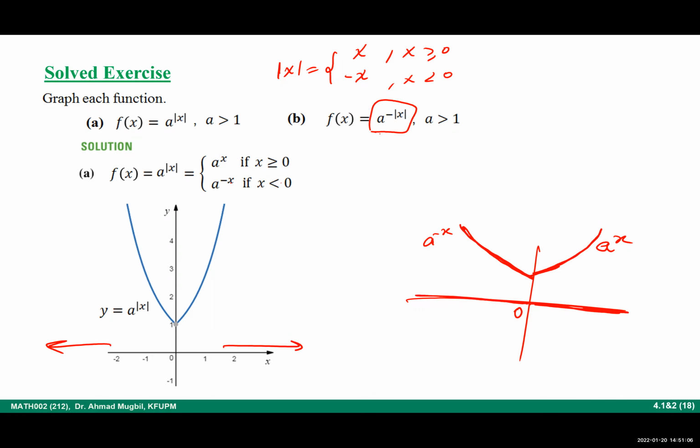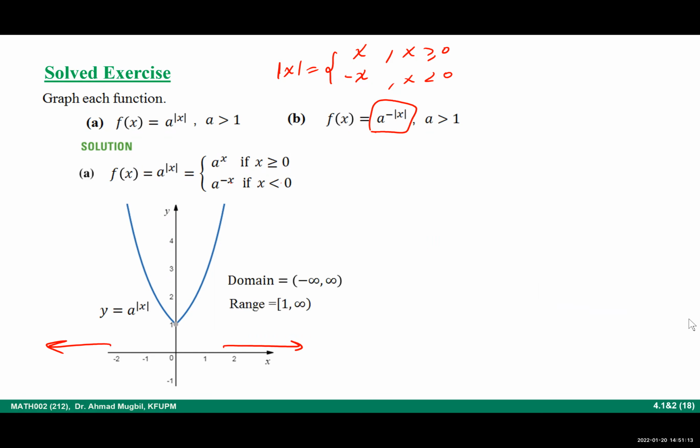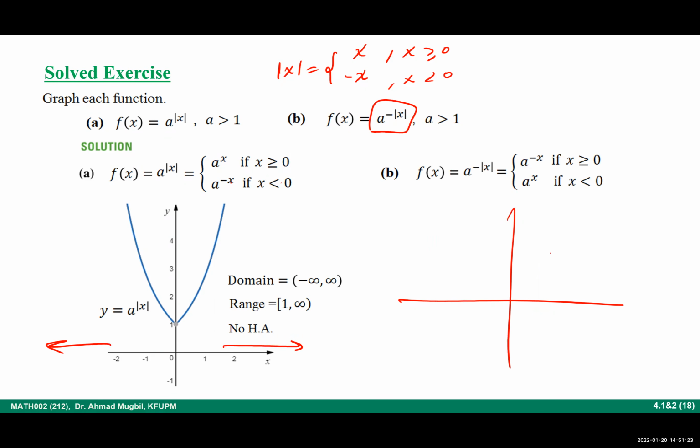Let's go to this. What will be the difference when you have a to the power negative absolute value of x? The difference is that here it will be a to the power negative x and here a to the power x. So what you will do here, this is the graph of a to the power negative x. You will take it when x is greater than 0. You will take this part. This part you will not take. Now, when x is less than 0, this is the graph of a to the power x. When it is less than 0, you will take this part, not that part. And this is the graph that you will have.